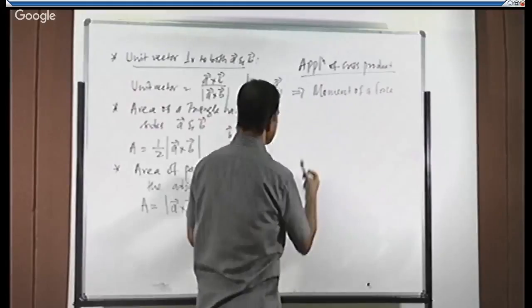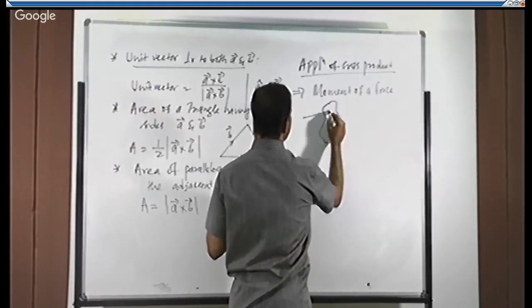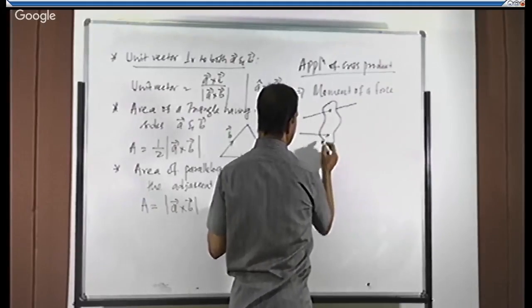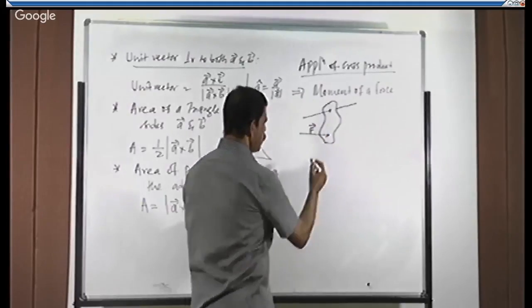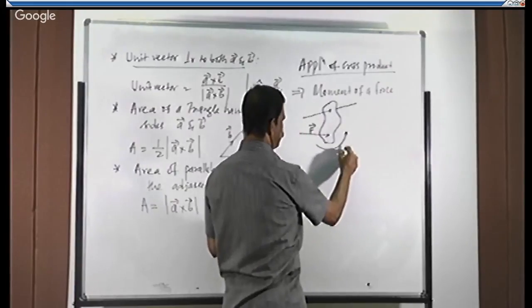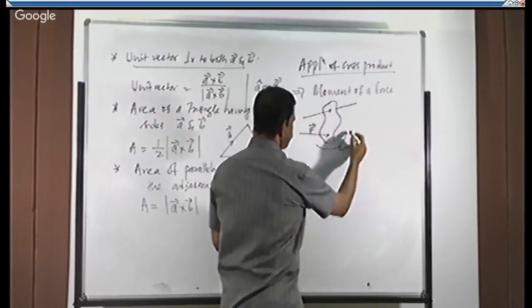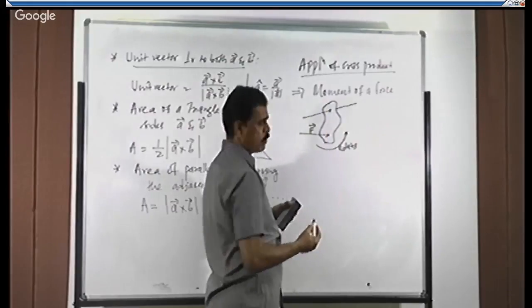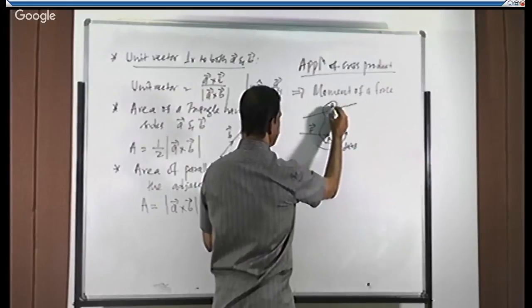See this. This is an object. It is fixed at a particular point, and I apply a force here. This is the application of a force. What happens? The body starts rotating in this direction. Suppose the force is acting in this direction, the body will rotate in this direction. Take this point as A and this point as B.